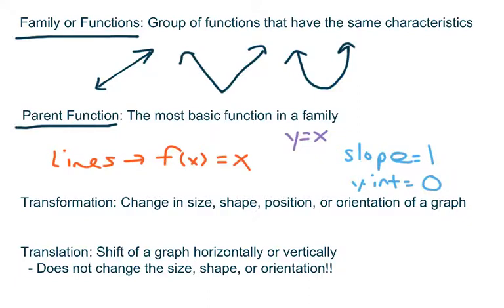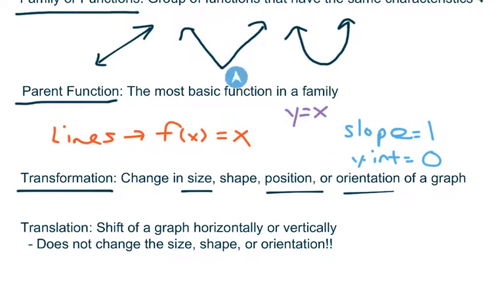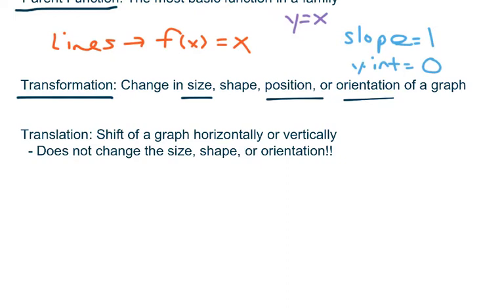What we're going to be talking about in this section are what's called transformations. A transformation is a change in size, shape, position, or orientation of a graph. We're going to be looking at two different types of transformations in this video, and we'll take a look at the third one in the second video. Mainly, we're dealing with size, position, and orientation. I don't know if flipping it over, like opening an absolute value function downward, would be a change in shape or a change in orientation. I would probably say change in orientation.